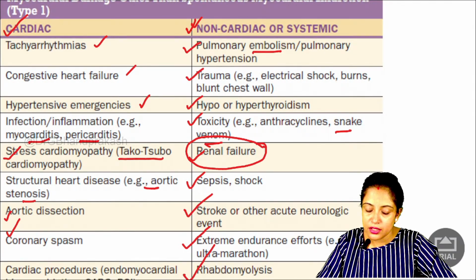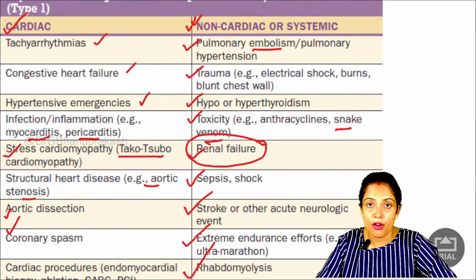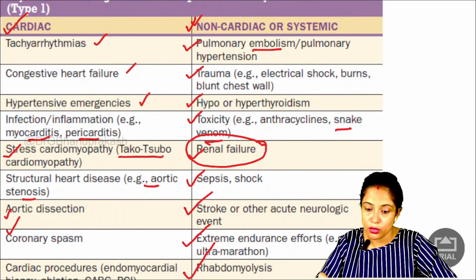Just to mention that this is very important from your competitive exam point of view also, because you may be asked about the causes of elevation of cardiac troponin.